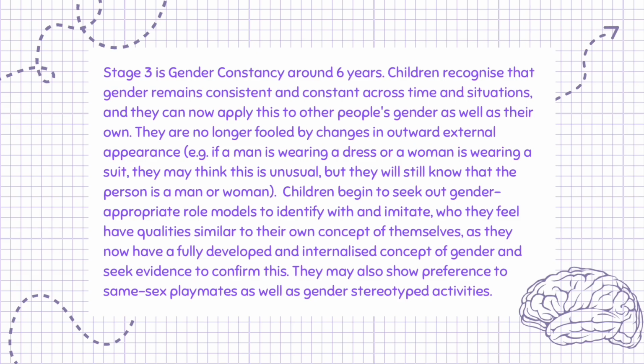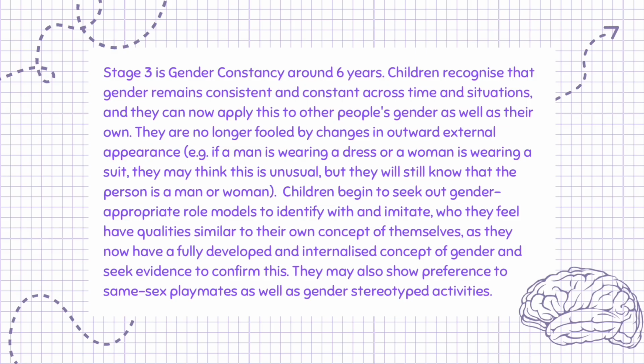Stage 3 is gender constancy around 6 years. Children recognize that gender remains consistent and constant across time and situations, and they can now apply this to other people's gender as well as their own. They are no longer fooled by changes in outward external appearance, e.g., if a man is wearing a dress or a woman is wearing a suit, they may think this is unusual, but they will still know that the person is a man or woman.